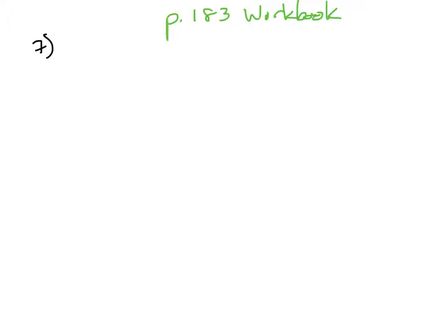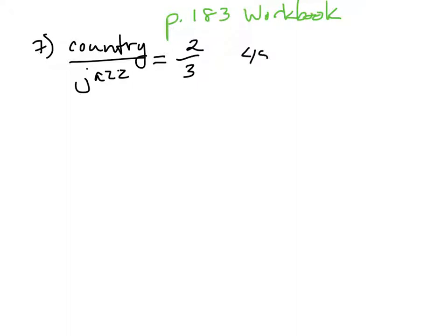Number 7 says the ratio of country albums to jazz albums. So we have country to jazz. How did I know that country went up top? Because it was listed first. That's exactly right. So whatever comes first goes up top. And I'm looking for that word too. So country to jazz. Country went up top, jazz went on the bottom. Is 2 to 3. So it's equal to 2 to 3. If the music collection has 45 albums, so we've got 45 albums, how many are country albums?